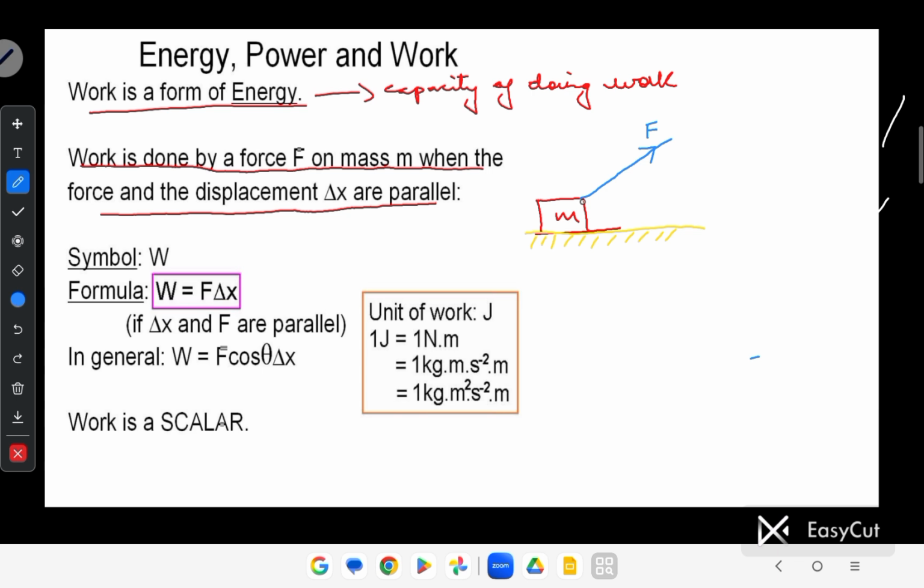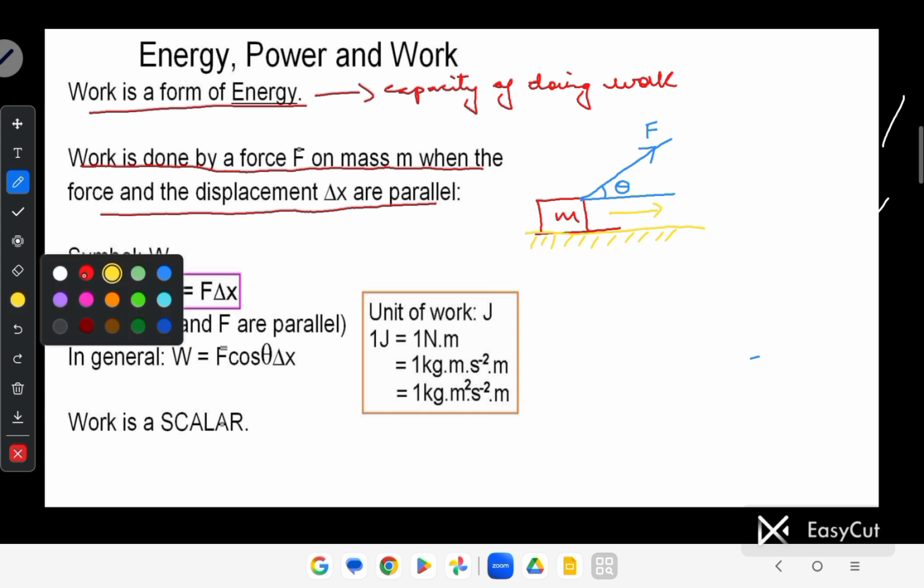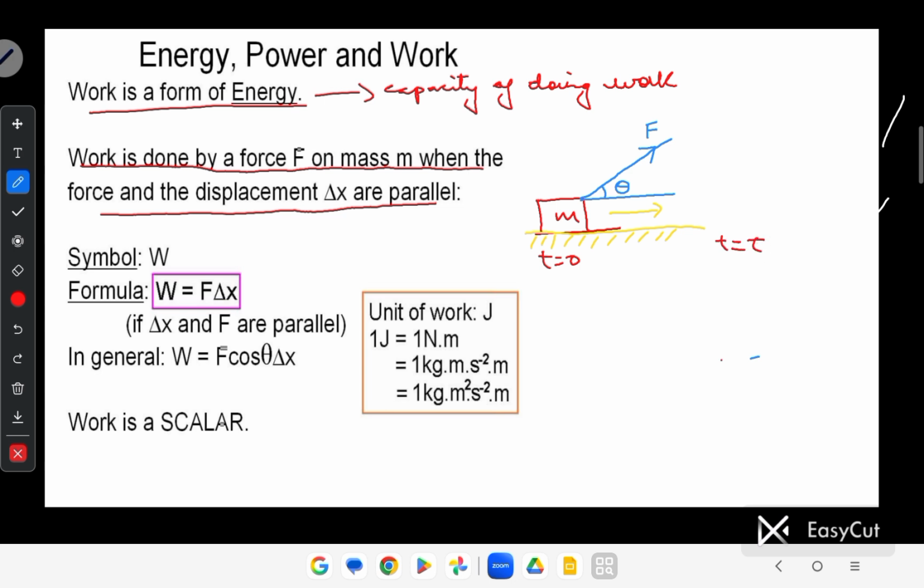Along with the horizontal we can see a theta angle is there. So suppose the force is applied at a theta angle, then a displacement would be there in this very direction. Let's say that at t equal to 0 the object m was here, then after time t the object has been displaced from its position and has traveled some distance over here.